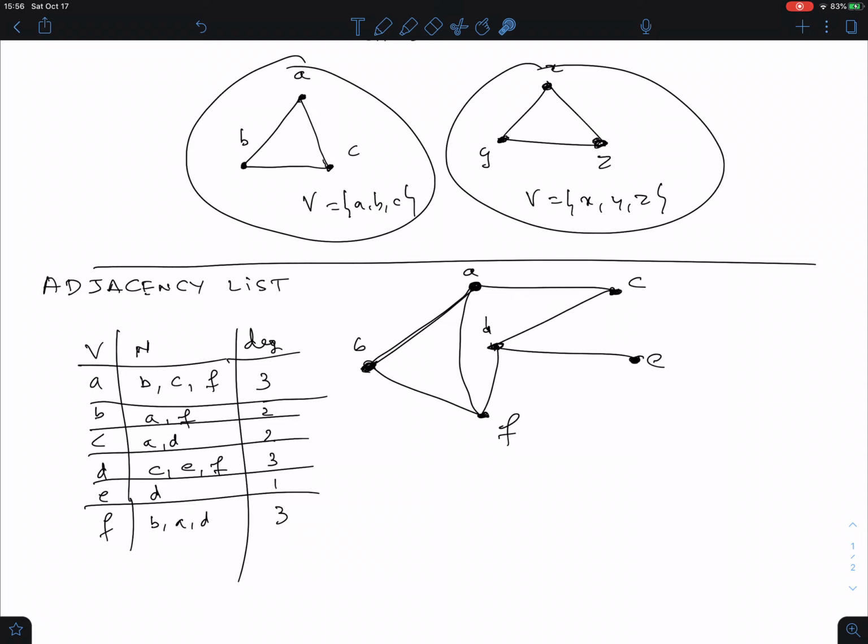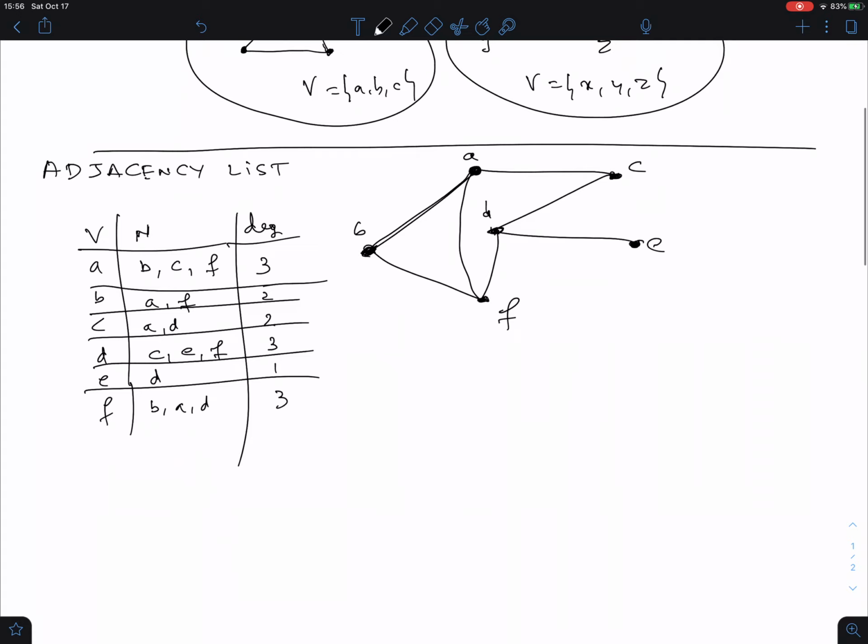Okay, but it's good to double check that your table is really the graph, because from now on we start working with this, and if that's not the same, then you're talking about a different graph. Okay, so that's what we call the adjacency list. And you can do this for a graph, or you can do this for a directed graph.